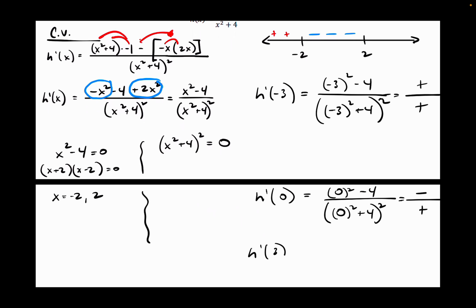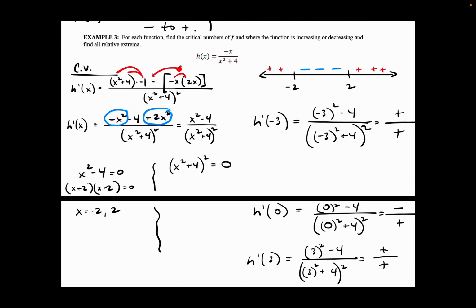And then pick one bigger. I'm going to pick positive 3 again. So I'm going to get a positive 5 on top, and I'll always get a positive on the bottom for this problem. So positive divided by a positive makes a positive. So increasing, decreasing.